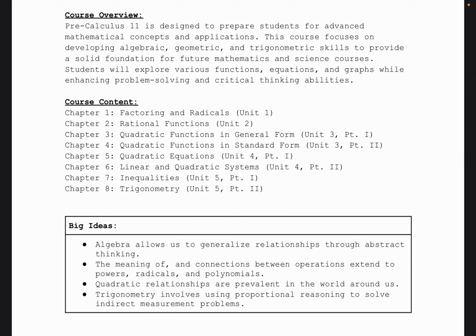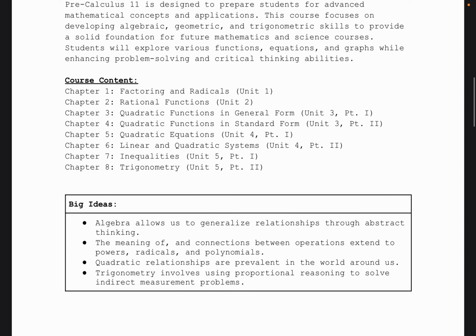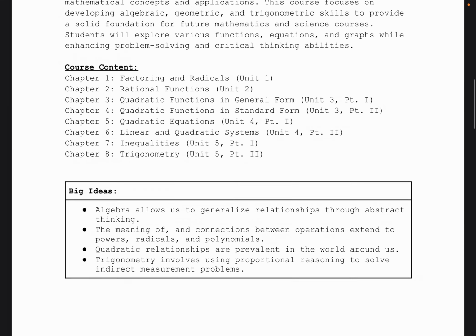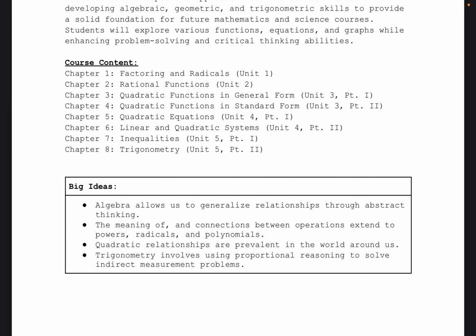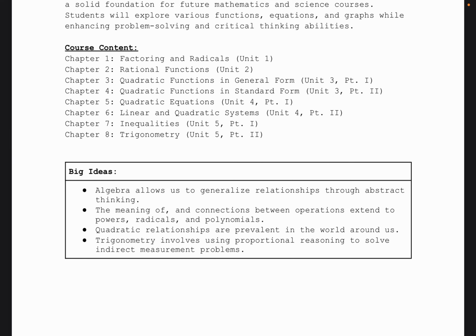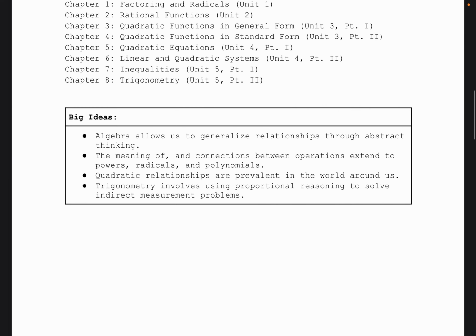The big ideas of this course are: algebra allows us to generalize relationships through abstract thinking. The meaning of and connections between operations extend to powers, radicals, and polynomials. Quadratic relationships are prevalent in the world around us. Trigonometry involves using proportional reasoning to solve indirect measurement problems.